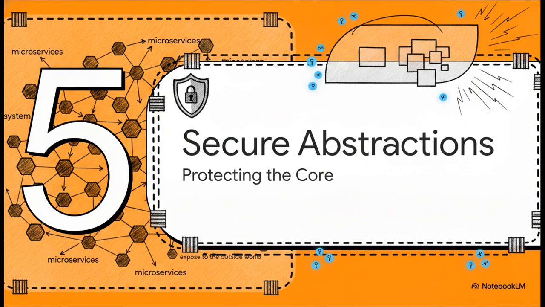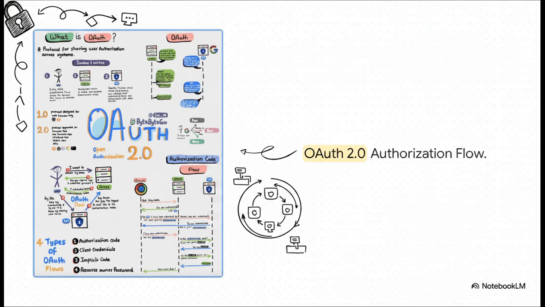Section 5. Security and abstraction layers, protecting the core. As our system evolves into this sprawling web of microservices, we have to figure out how to expose all that awesome power to the outside world while keeping the core locked down and secure. Security at this scale relies heavily on standardized frameworks like the OAuth 2.0 flow. What's so brilliant about OAuth is that it allows different systems to securely interact on behalf of a user without ever sharing sensitive passwords. Instead, an identity provider validates the user and issues an authorization token. The user simply hands that token to your server to gain access. It's secure, it's scoped, and it keeps your backend completely insulated from handling raw user credentials.